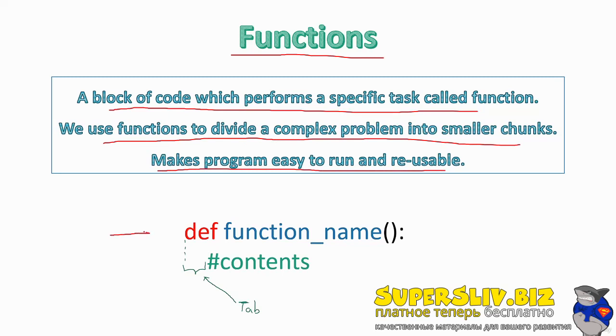This is the syntax for defining a function. We have to use the def keyword to define a function. Then we can use any name for the function. Then we have to use a set of parentheses. Then a colon. Then we have to keep a space of one tab here. Then we can write the contents of the function.